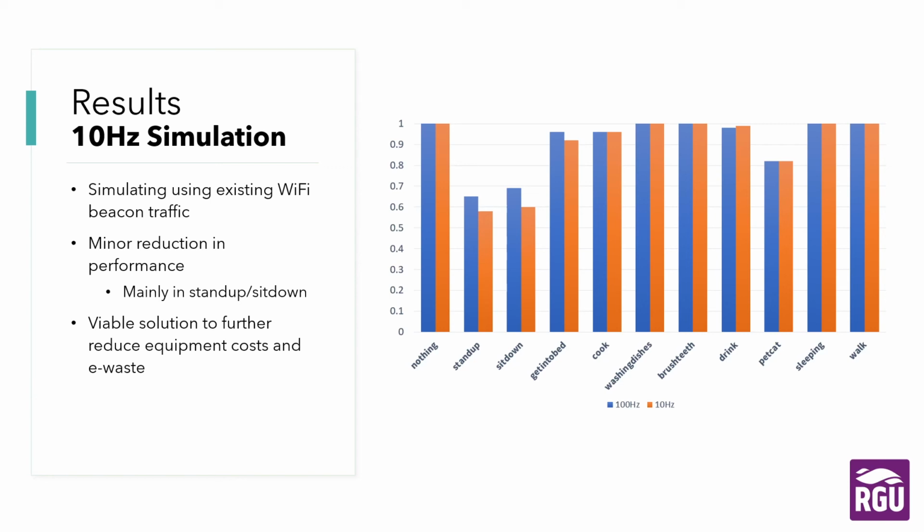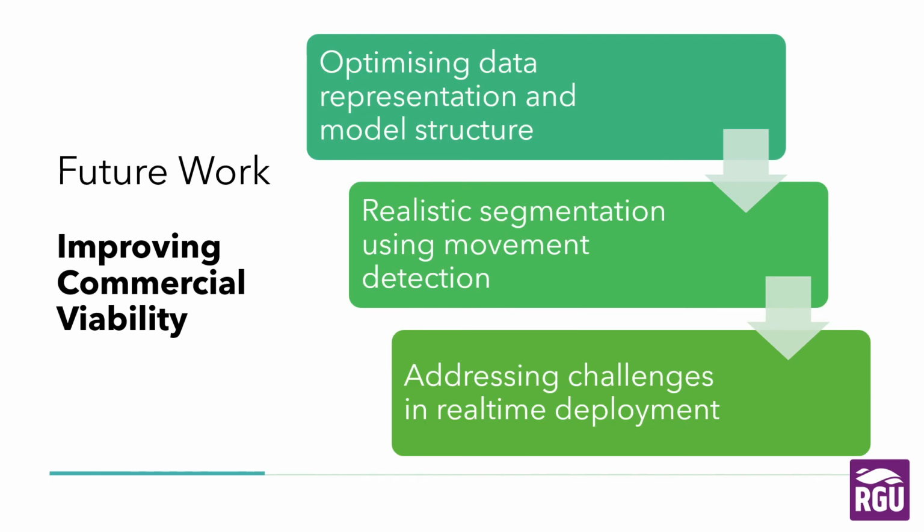Comparing performance between our standard results, we observed largely similar performance, which is a great result. We've also observed minor reductions in performance in those chair-based activities that we had issues with before, but we're still seeing roughly 60% accuracy in both. This proves that this solution is a viable option to use the existing infrastructure in our houses, which reduces equipment costs and e-waste. So where are we going from here?